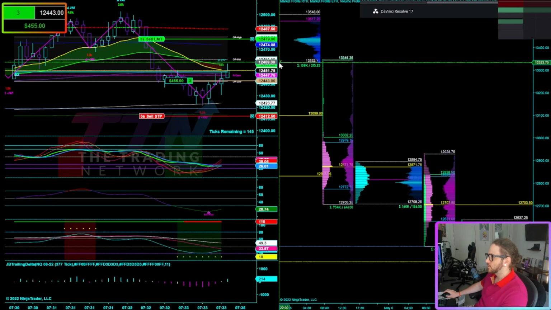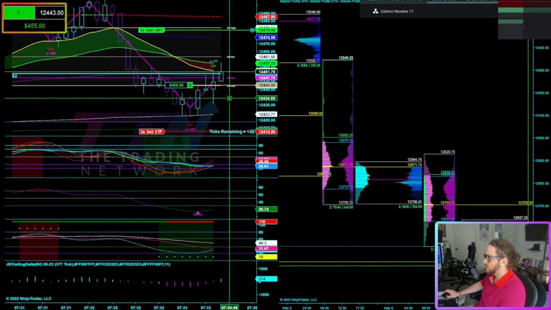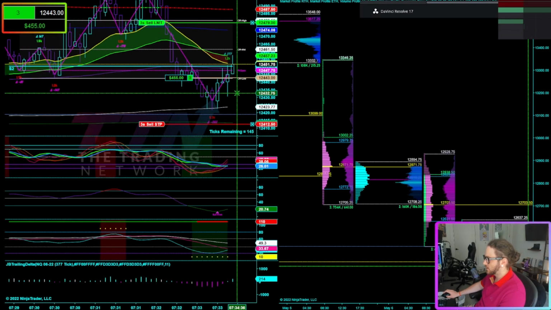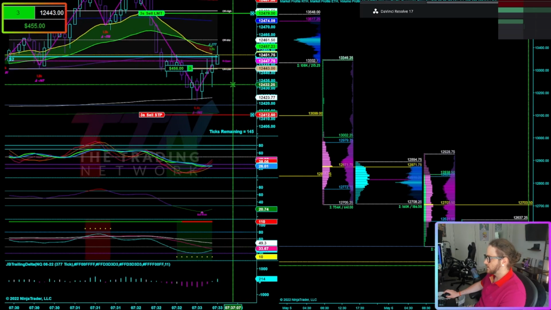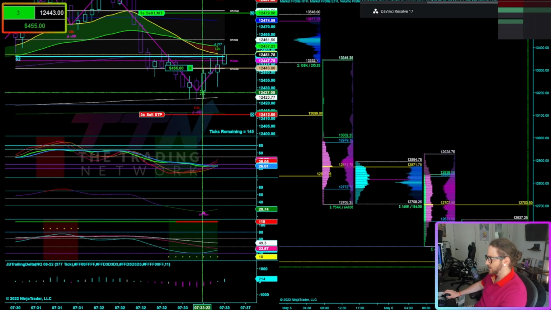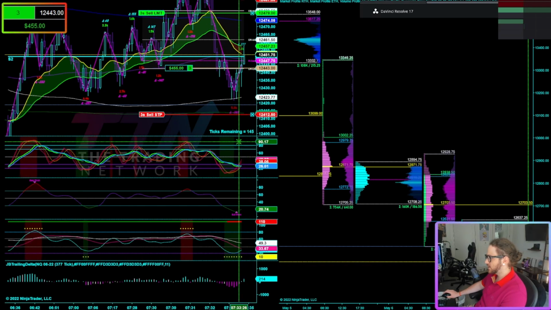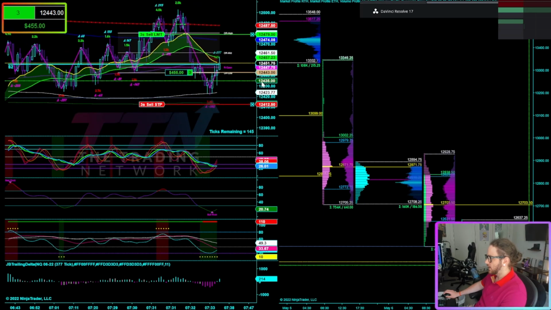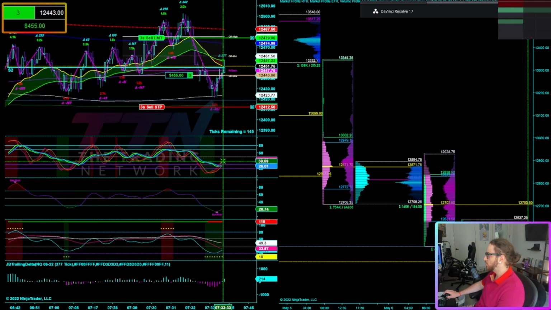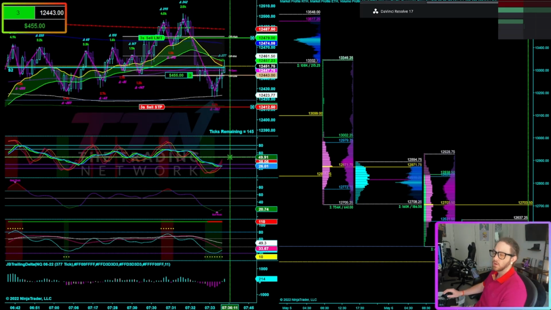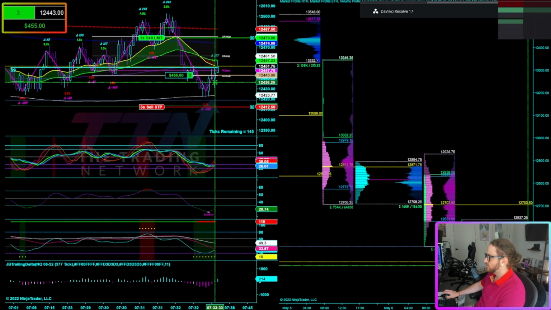So let me just pause it real quick before we go through this actual entry and explain why I entered where I did. So this is actually a pretty damn good example of multiple technical factors or multiple technical checkboxes being checked for a trade.